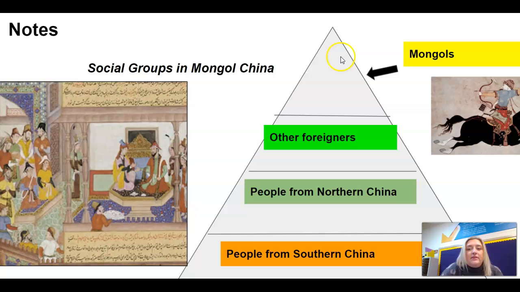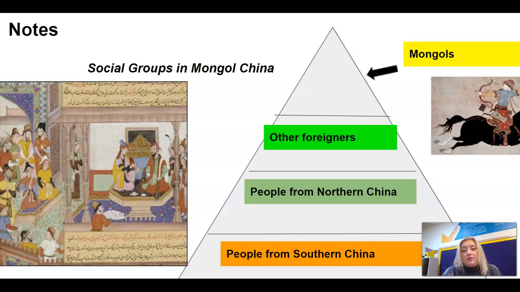So in your notes, you have this as blank, so I'd like you to fill these in. And these are just the social groups that we're going to be talking about today in Mongol China, the social hierarchy. So ironically, even though the Mongols controlled most of China, they didn't want to be like the Chinese. They wanted to be separate from them.